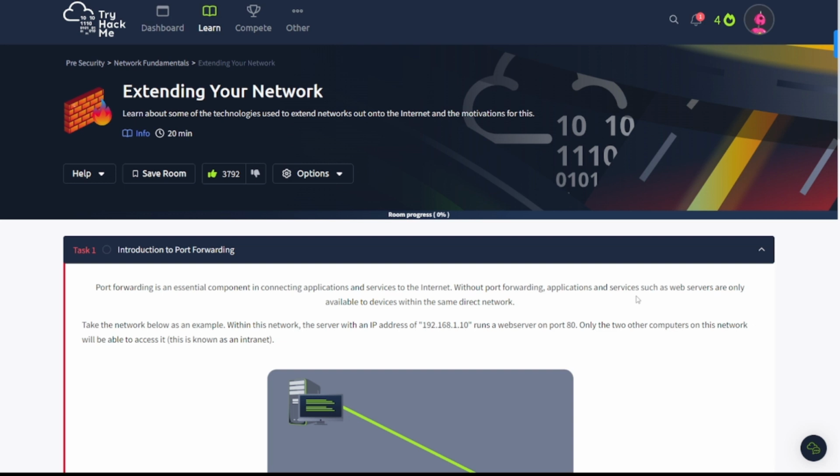Today's video, we're going to be covering this pre-security learning path. We're continuing on with the network fundamentals and we're taking a look at this room called Extending Your Network. Learn about some of the technologies used to extend networks out onto the internet and motivations for this. Now, without further ado, let's go ahead and jump into it.